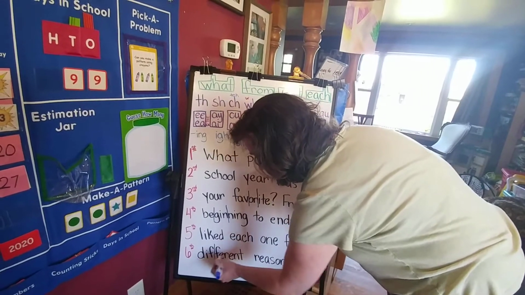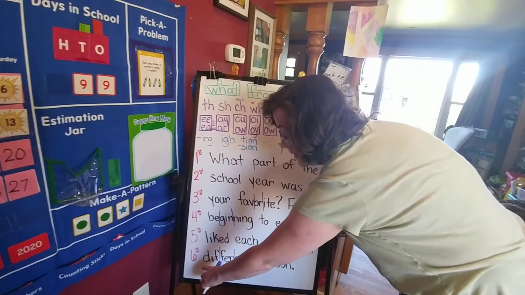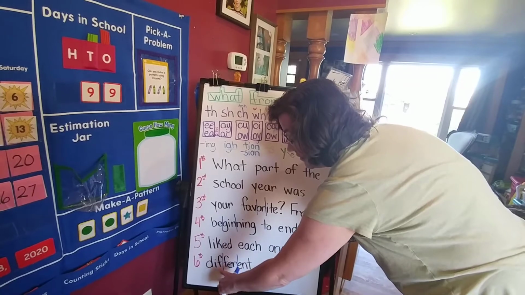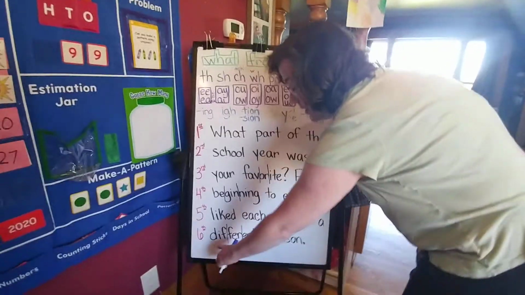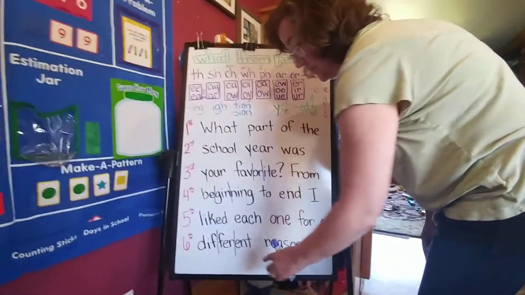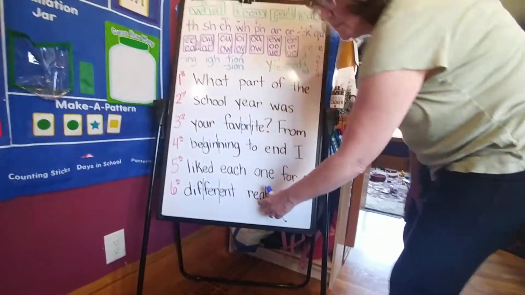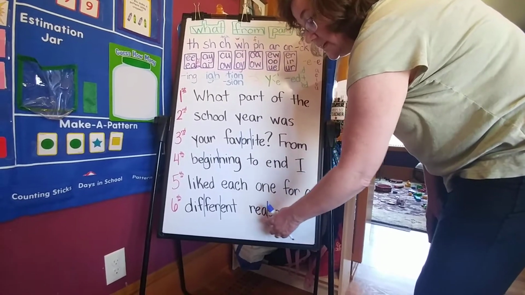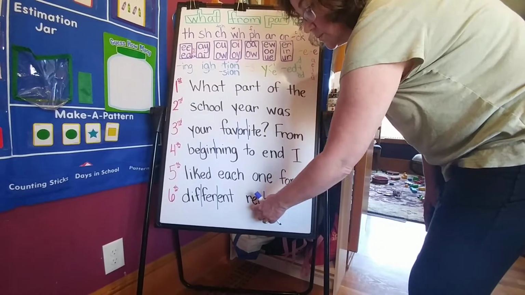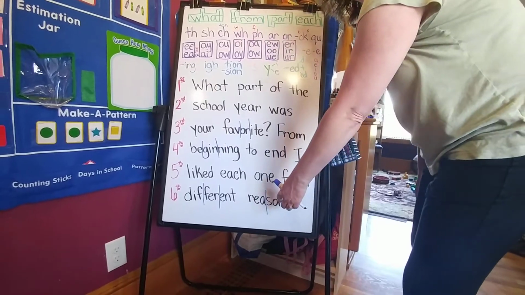Long word. Break it into parts. Power of 3. D, if, diff, f. Letter pair fur, ent. Different. Oh, here we go. I see my letter pair, EA. Reason. What's that word? Reason.